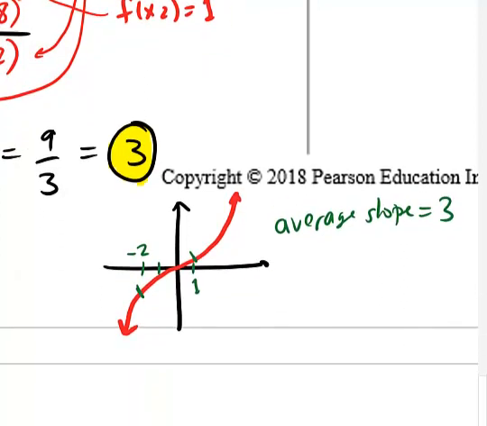That's actually pretty impressive, because if I were to take any point in between those two values, like any point on the graph in this green area, that's infinitely many points. If I were to find all those slopes, all the infinitely many slopes, and average them all out, I would get 3. That's pretty impressive, I think.